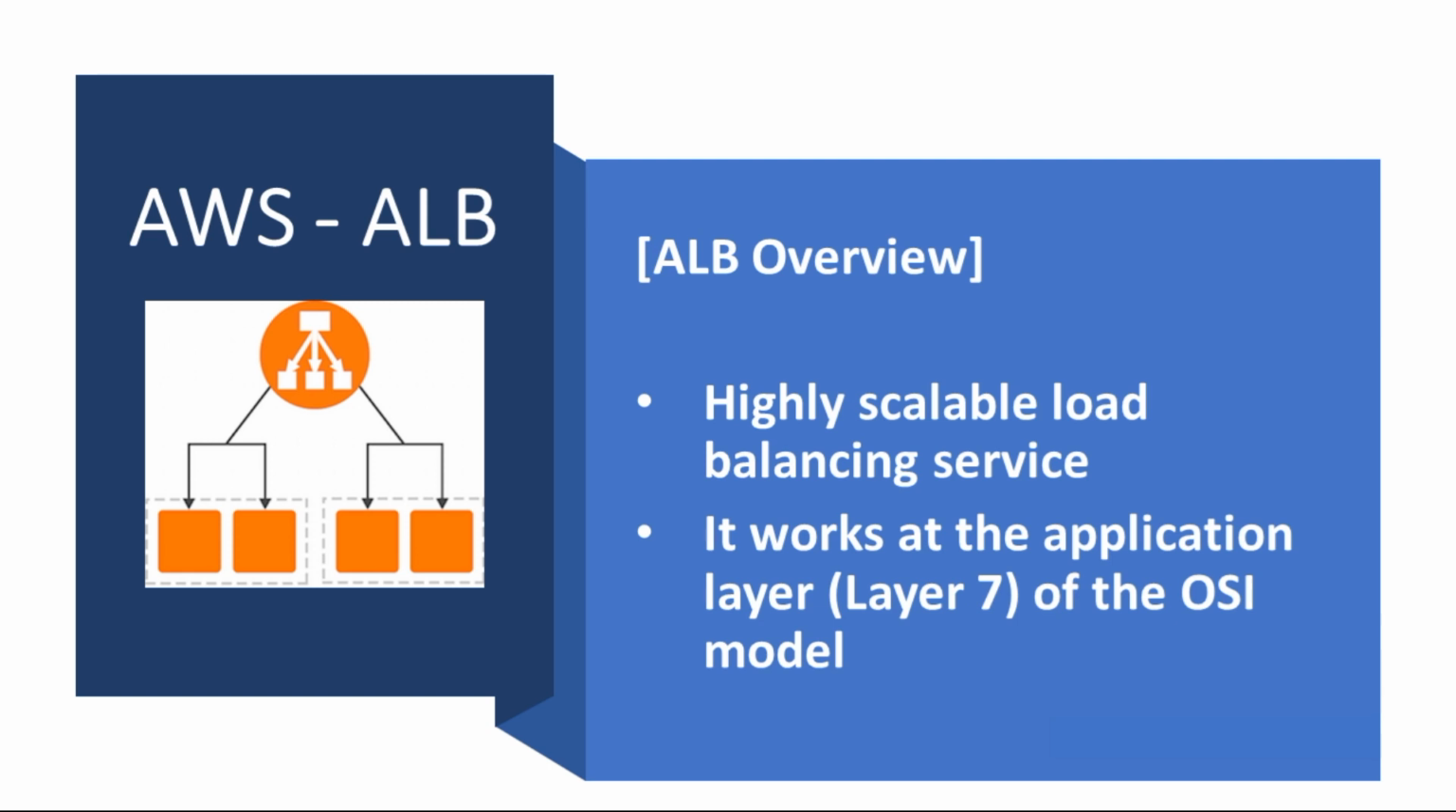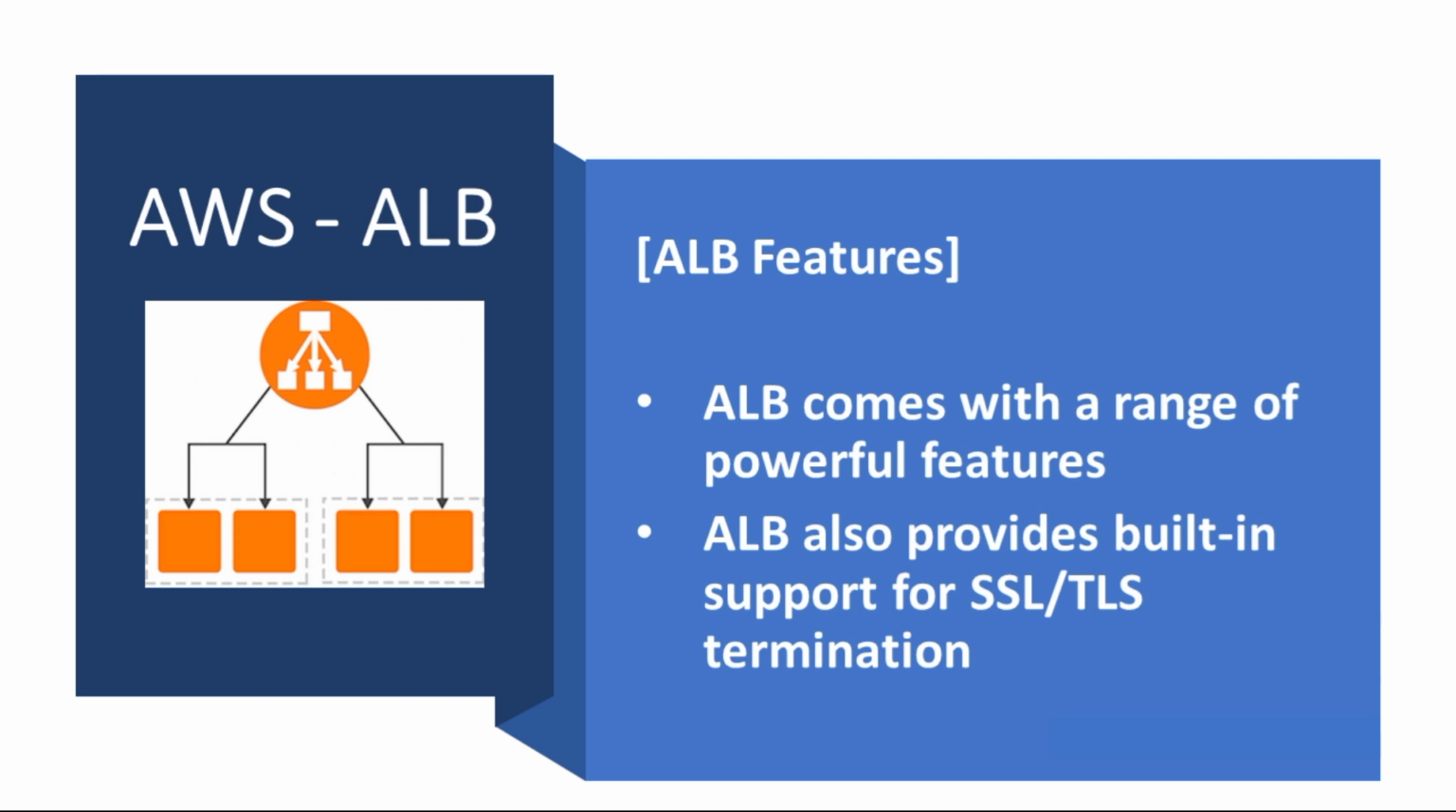The automatic load balancer on AWS is a highly scalable load balancing service that can handle millions of requests per second. It works at the application layer 7 of the OSI model, allowing it to intelligently route traffic based on various factors. ALB comes with a range of powerful features. It supports content-based routing, enabling you to direct traffic to different backend services based on the requested path or host. ALB also provides built-in support for SSL TLS termination, reducing the load on backend instances.